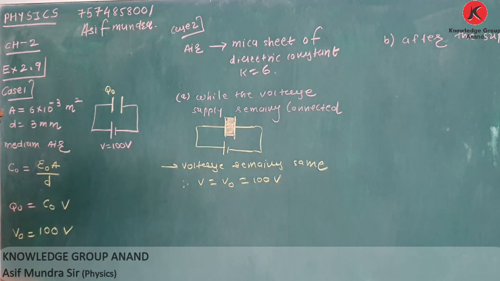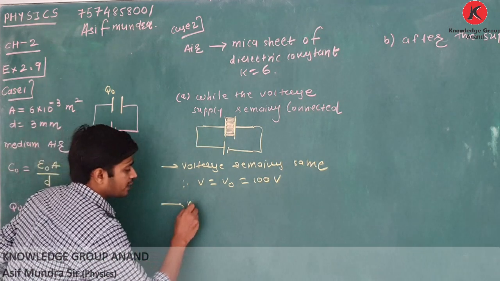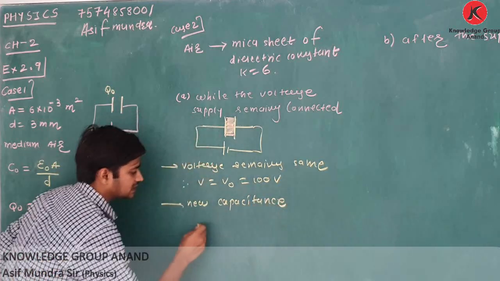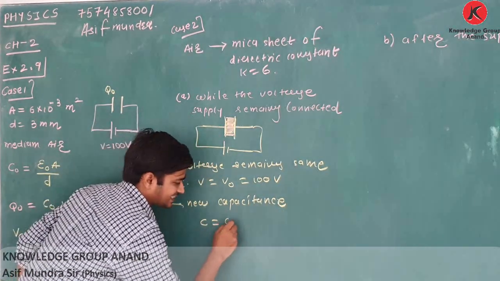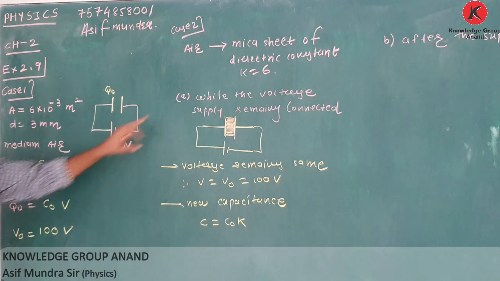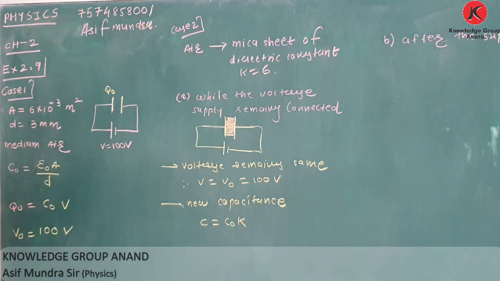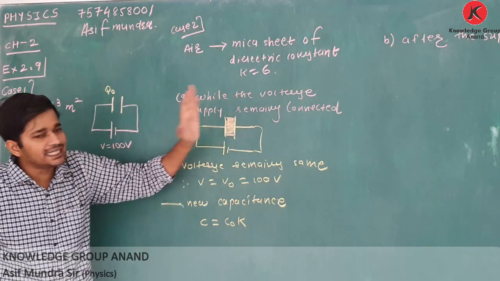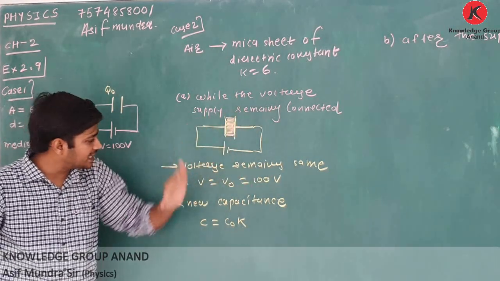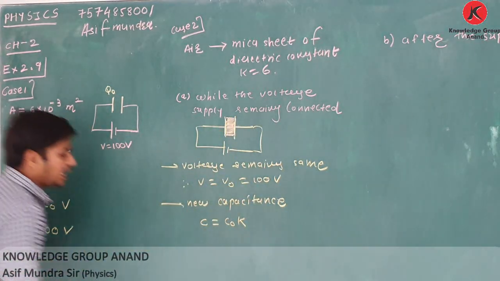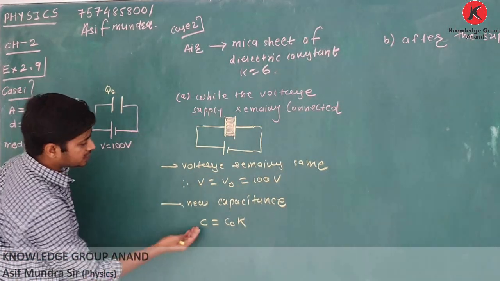Now we know that when air is replaced by another dielectric medium, capacitance changes. So what is the new capacitance? That new capacitance C is equal to C0K. What is C0? That you have to find. And K is equal to 6. So remember, when voltage supply remains connected, voltage remains same, V is equal to V0, 100 volt. Yes, capacitance changes. And now what about charge? You can find charge from this data.